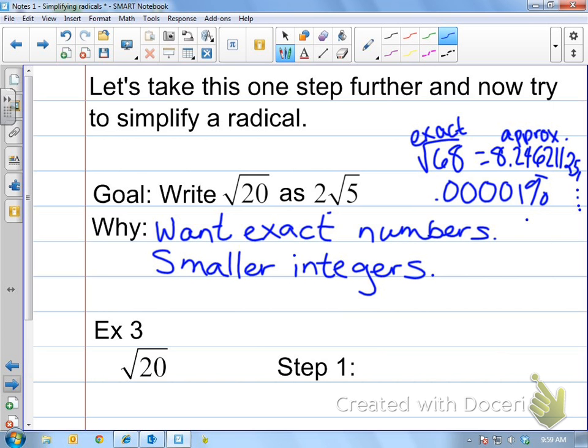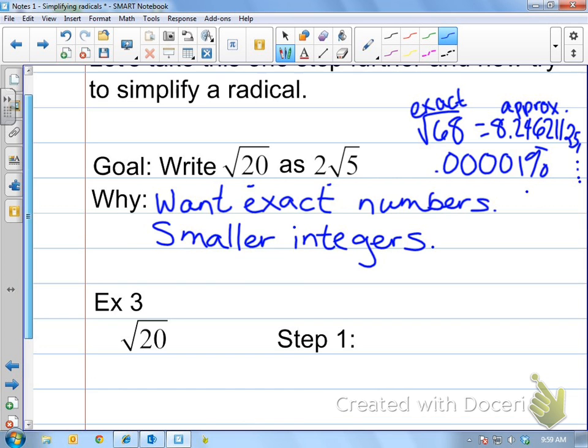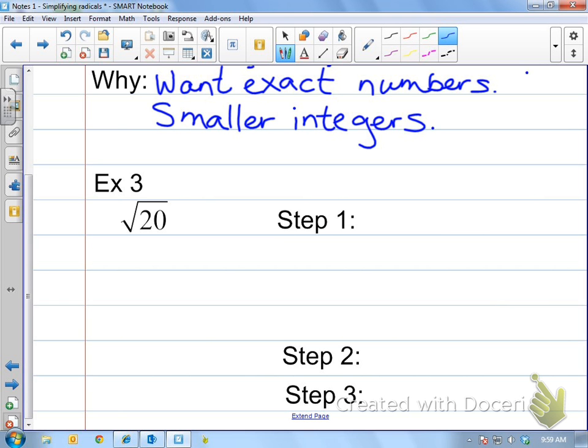So once again, we have our start, square root of 20. We have our answer, 2 square root 5. Now we just need to know, how do we get there? So we start by finding the prime factorization.